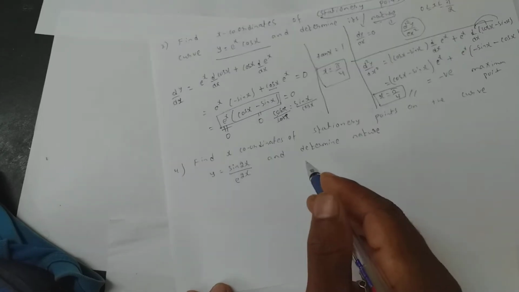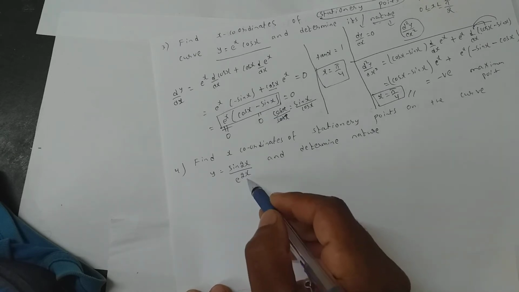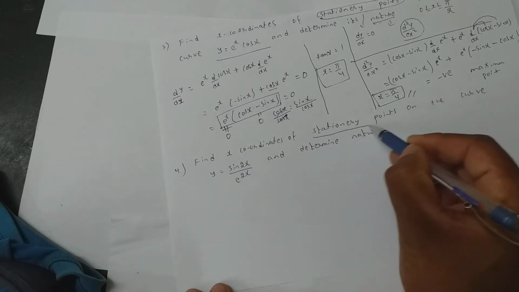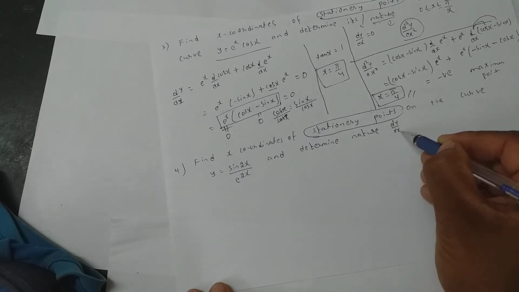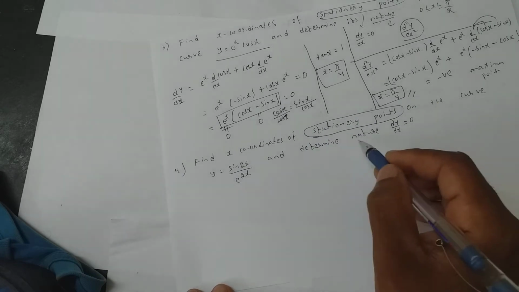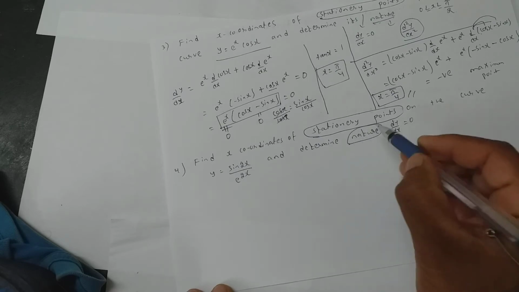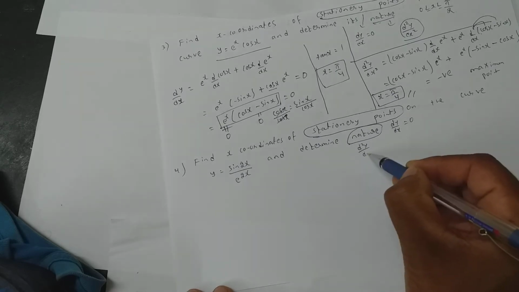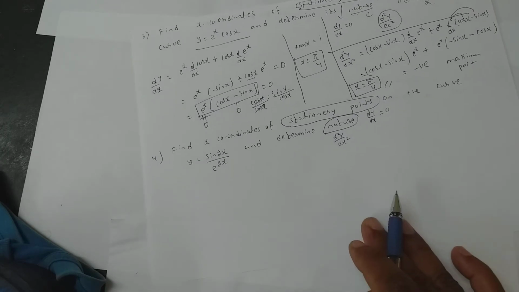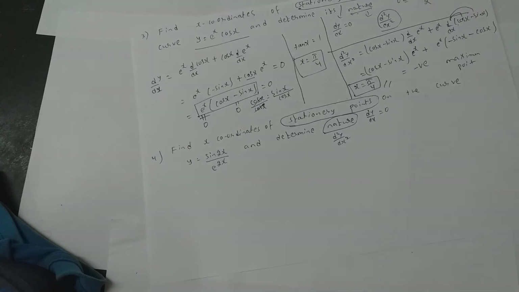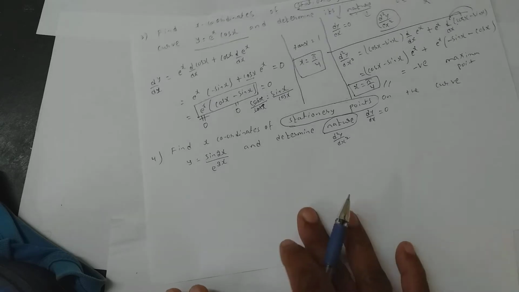Find x coordinates of stationary points on the curve. Again students, stationary points. So what is the catch for stationary point? Dy by dx equal to 0. And determine the nature. For nature, what is the catch? You need to find double derivative. Then based on the sign positive or negative, you determine whether it's maximum or minimum. Am I clear, students? So let us start.